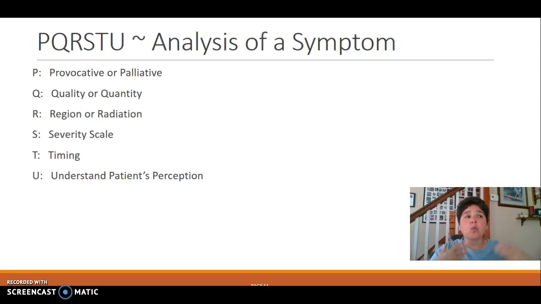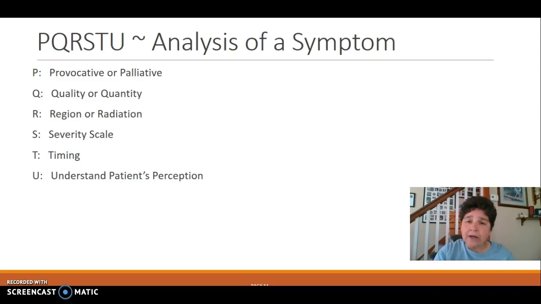Region or radiation. Where is this symptom located? So if they have a headache, where? Is it all over the head, or is it in one particular part of the head? Radiation, does the pain radiate anywhere if it's pain? Quite often you hear about patients who have heart attacks and they have pain radiating into their left arm, their left jaw, even into their back. Using that severity scale we just talked about.